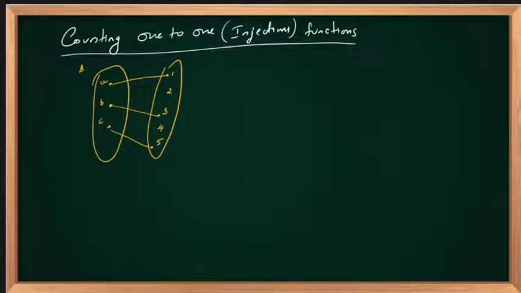One-to-one functions, or injective functions. Let's assume you have a domain with 3 elements and a codomain with 5 elements. A can be mapped to any of the 5 elements. B: A is already mapped to 1 element, so the remaining 4 elements can be mapped to B. Now the mappings of A and B are over. Now you have C, and 3 elements remaining, so C can be mapped to 3 elements. So in total we have 5 into 4 into 3.